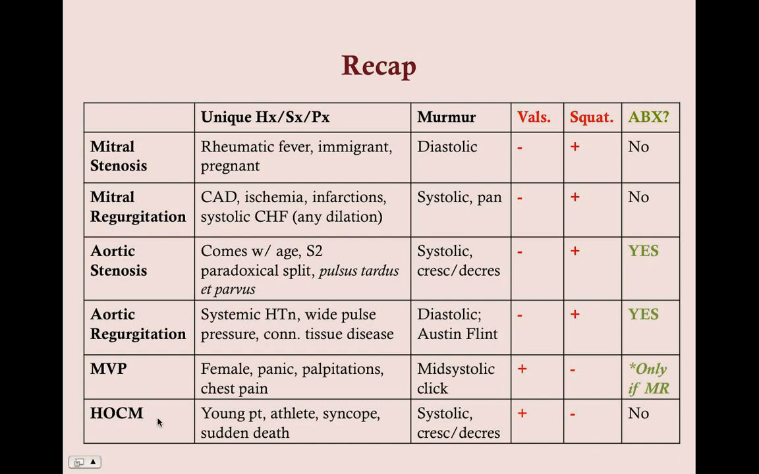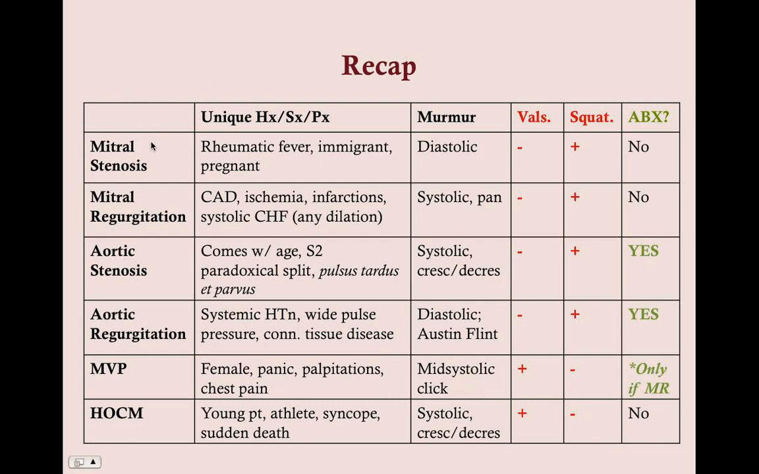Whereas in MVP or in HOCM, the murmur itself is either due to the prolapse valve making noise, making a click, or it's due to the septum that gets pushed out of the way with more blood volume. So MVP and HOCM both, the murmur gets louder with Valsalva.